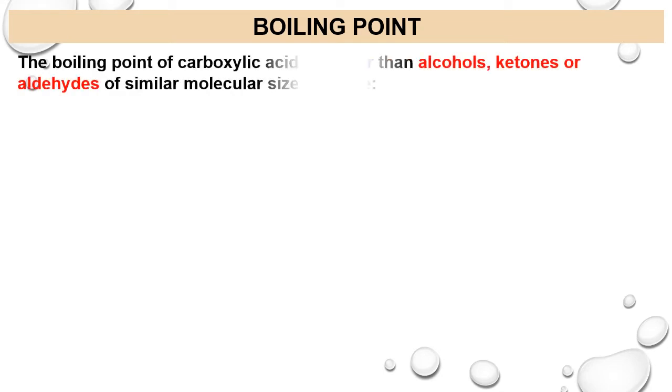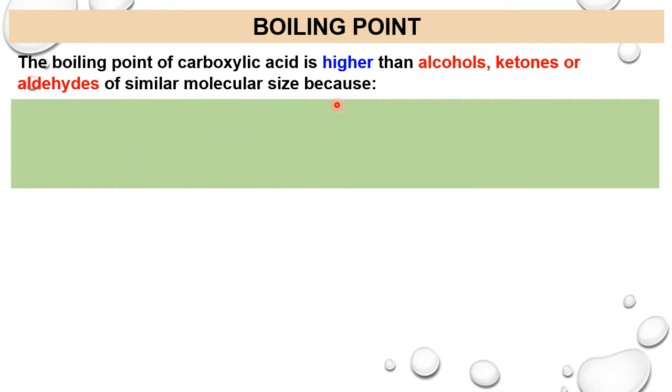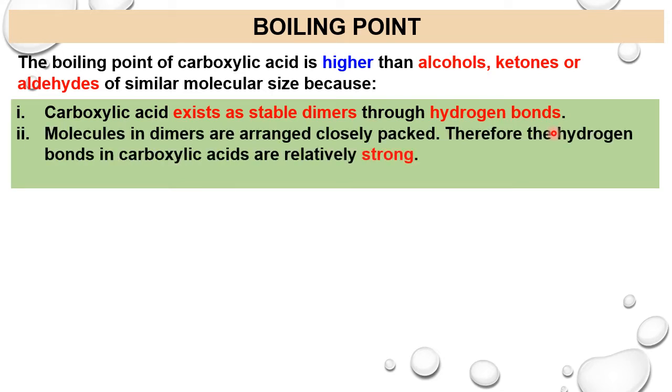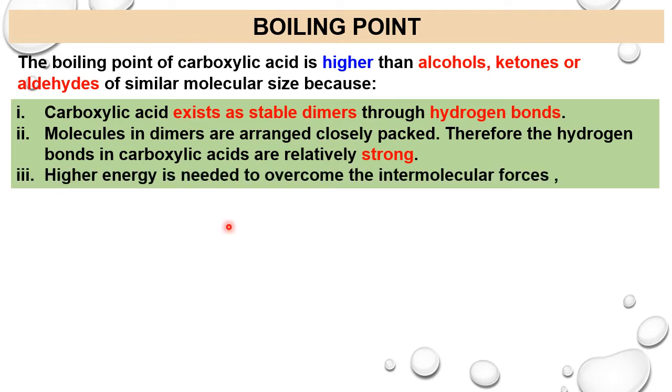So for the boiling point of carboxylic acid, it will be higher than alcohol, ketones, or aldehyde of similar molecular size. This is because carboxylic acid exists as stable dimers through hydrogen bonds. Molecules in dimers are arranged closely packed, therefore the hydrogen bonds in carboxylic acid are relatively strong and higher energy is needed to overcome the intermolecular force.